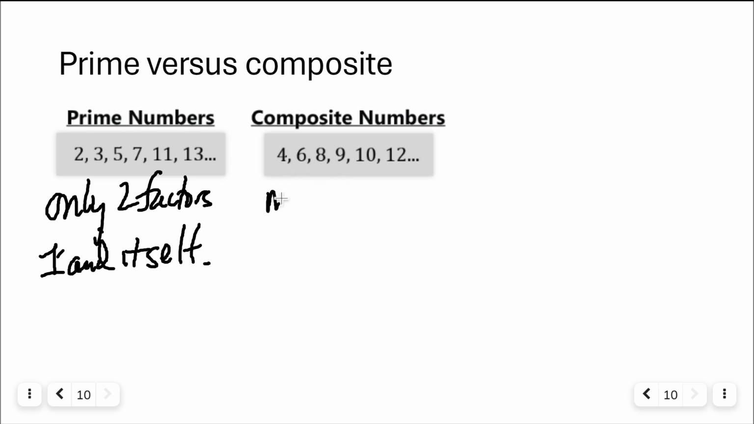Composite numbers have more than 2 factors. So there they are, 4, 6, 9, 8. Sure, 1 times 4 is 4, but so is 2 times 2. So that's the difference between prime numbers and composite numbers. You need to know those definitions in case you're asked.